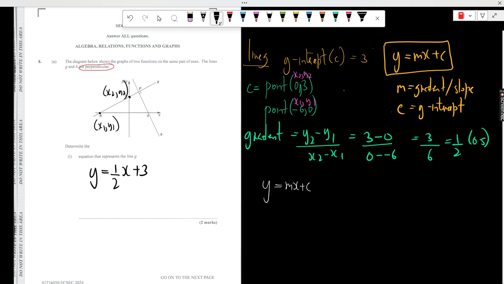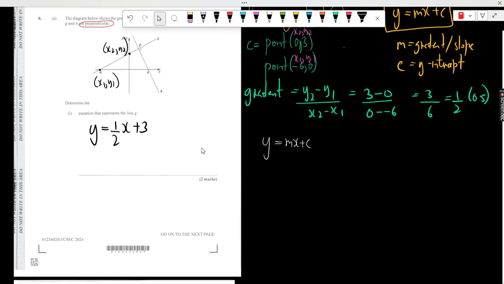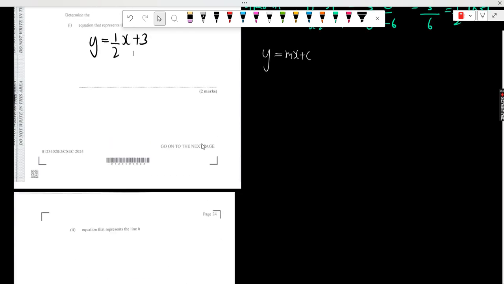Good. So that is the equation of the line G, y is equal to a half x plus 3. Now let's see what it asks us in the next part of the question. In the next part of the question, they want us to find the equation that represents the line H.